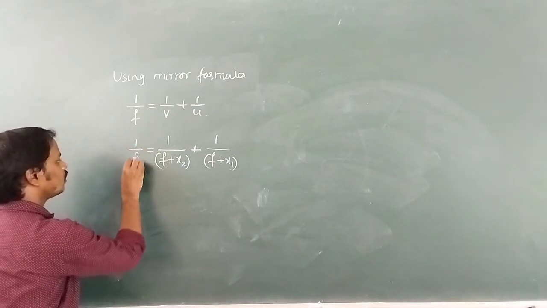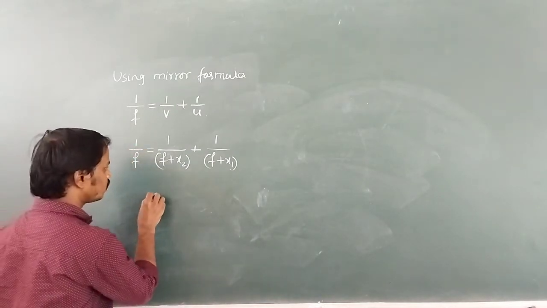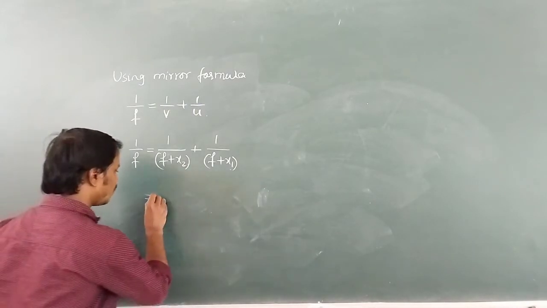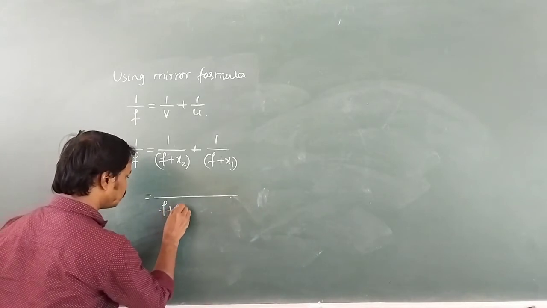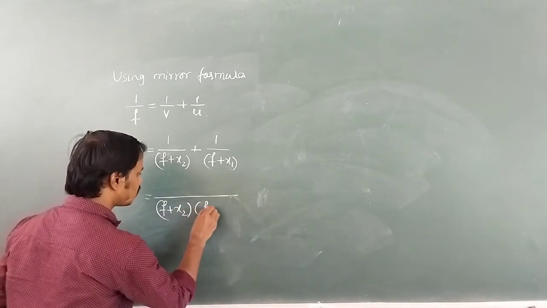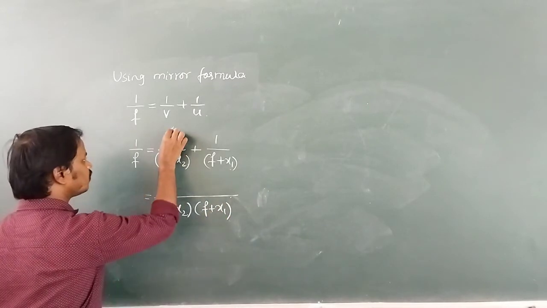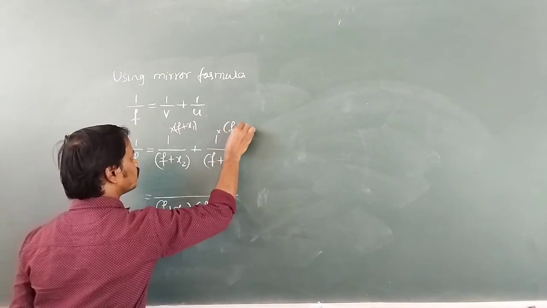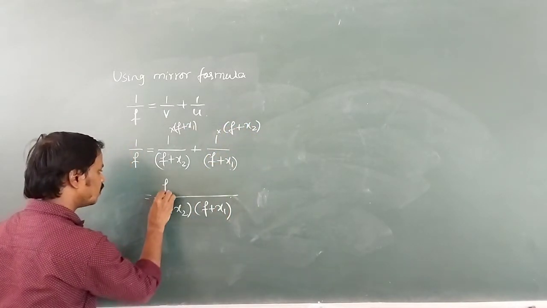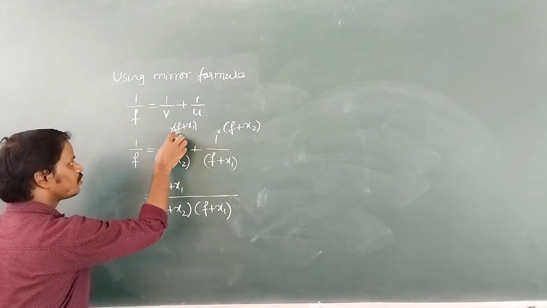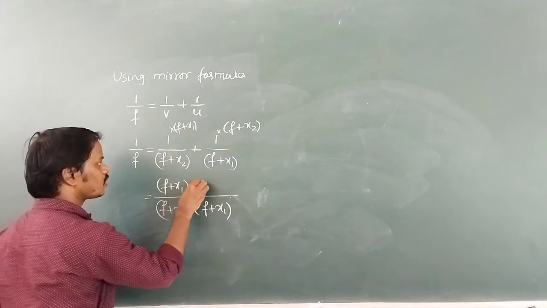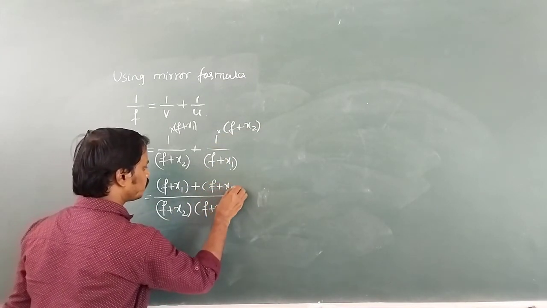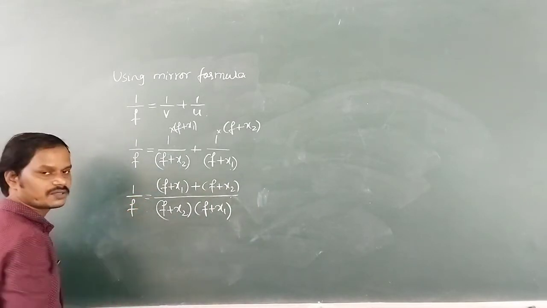Then it is 1 by f, but our aim is to find f. Now what is the LCM here? That is f plus x2 into f plus x1. Then here f plus x1, and here f plus x2. Then we can write f plus x1 into 1, that is f plus x1, plus f plus x2 into 1, that is f plus x2. Then it is 1 by f. So we have to simplify this one.